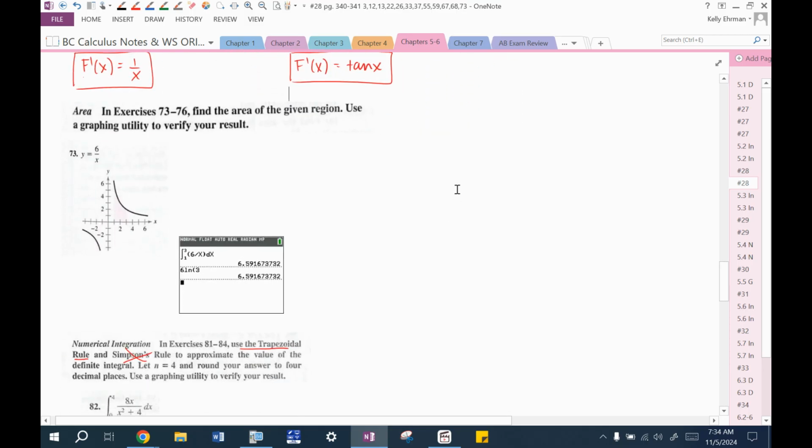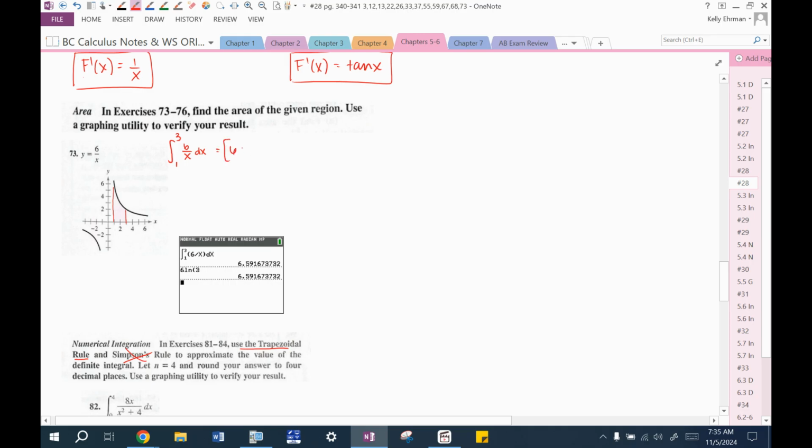All right. Find the area of the given region. It's really hard to see this, but there's a little pink shading between 1 and 3. And then use a graphing utility. So I left my work up here to verify what I got. So we want to set up the integral from 1 to 3 of 6 over x dx. There's no u sub needed here because u would just equal x.